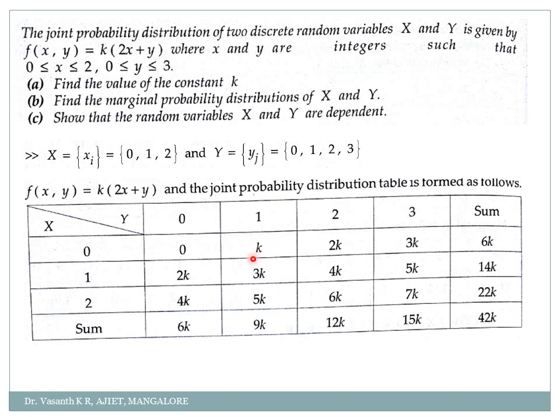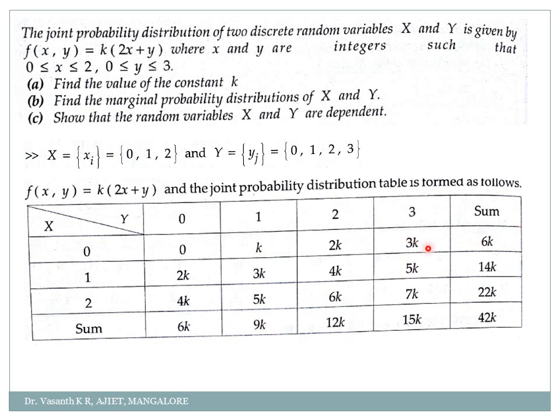How will I find the value of k here? You know that the total probability is always equal to 1. So you add all the values over here, either row wise or column wise, whichever you feel is easy. I'll add it row wise.